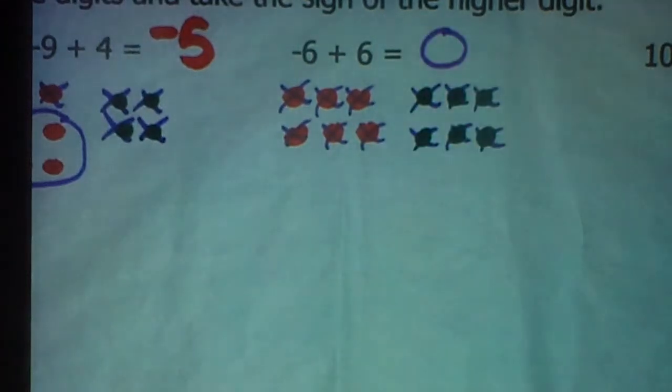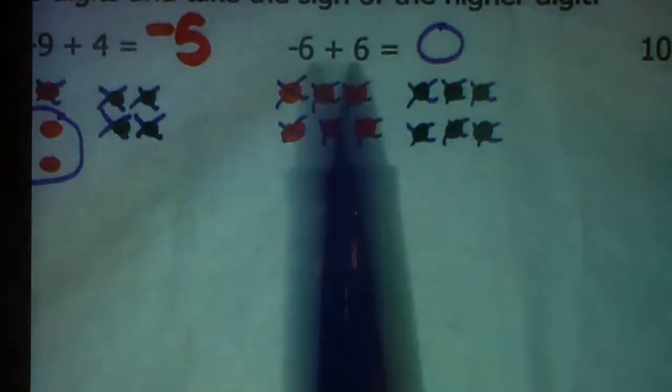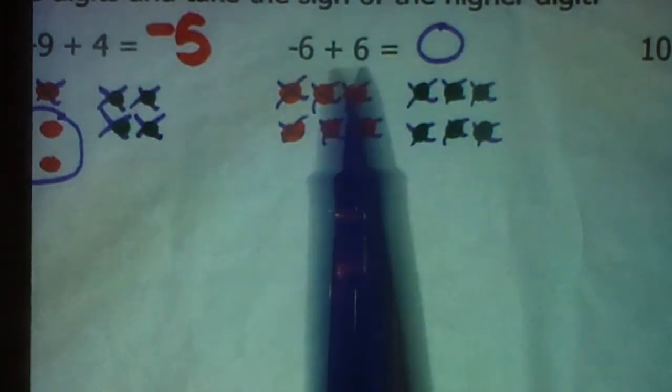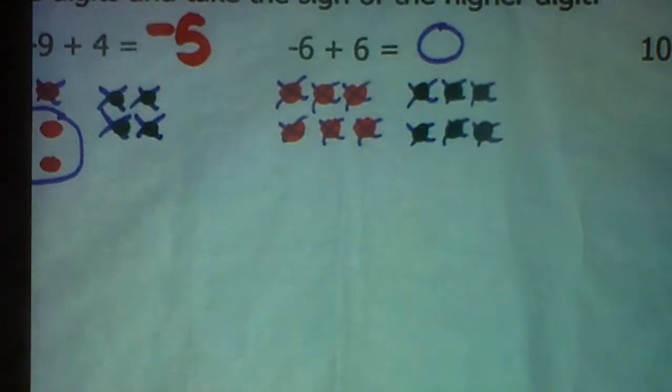And if you look at the rule, subtract the digits. What's 6 minus 6? It's 0. Which digit is bigger? Neither one. So there's no value at all. So that's why I'm writing that one in purple. It's just 0 for our answer.